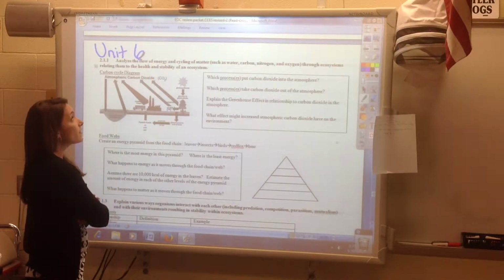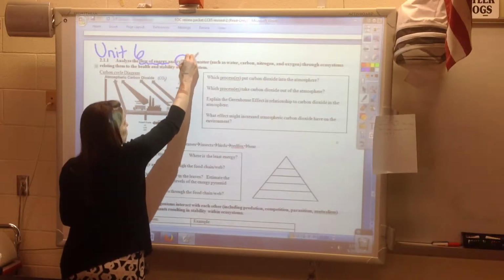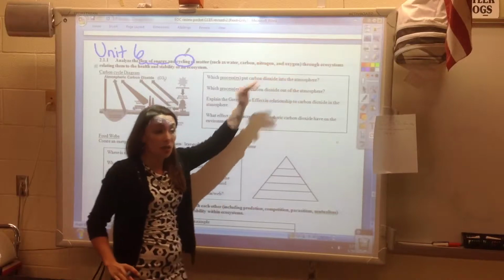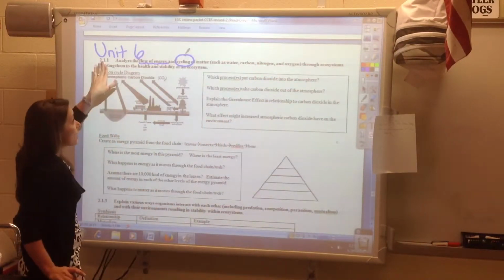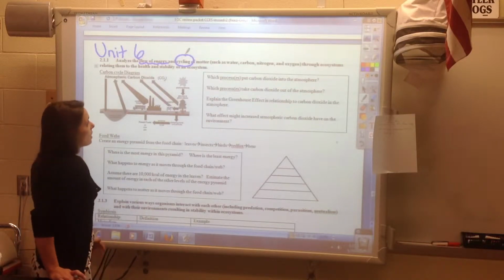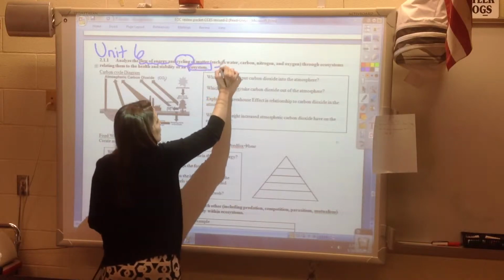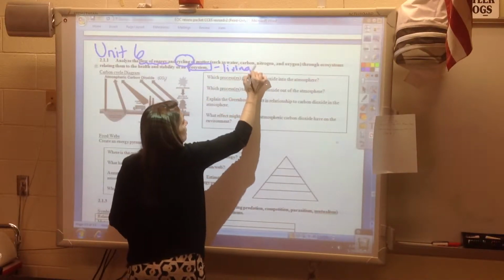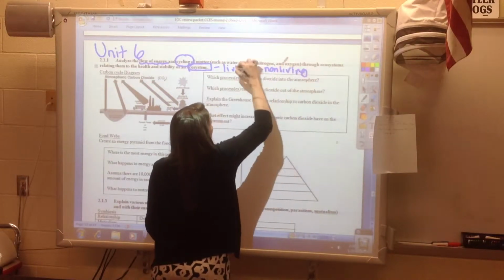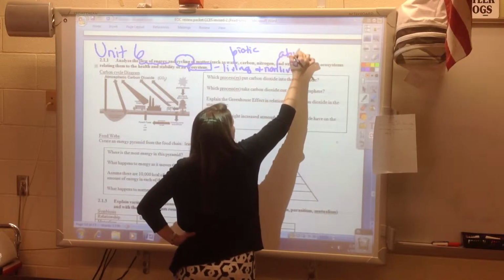Analyze the flow of energy, and cycling, we'll circle that, of matter, such as water, carbon, nitrogen, and oxygen through ecosystems, relating them to the health and stability of an ecosystem. And so this is where we're talking about ecosystems. Remember, an ecosystem looks at the living and the non-living. In fact, we have words for that, biotic and abiotic.